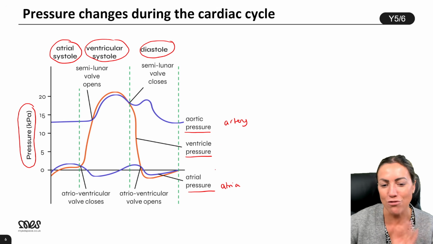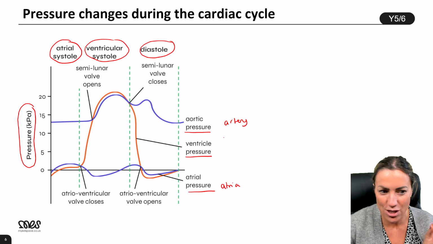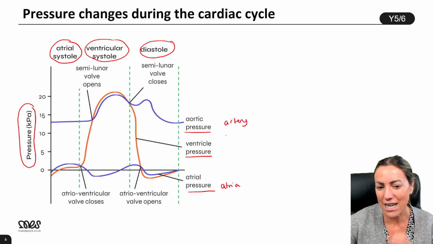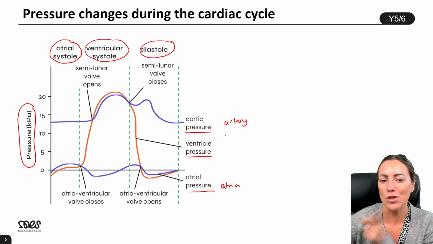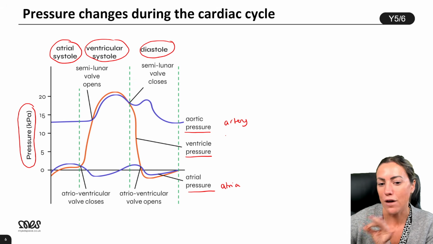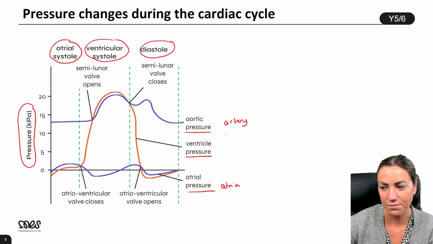Don't confuse the atria with the aorta. It's easily done. They look very similar, but the atria is the chamber, the top of the left side of the heart, and the aorta is the artery that blood flows through from the left ventricle. Now, wherever you get one of these crossover points, a valve is either going to open or close.